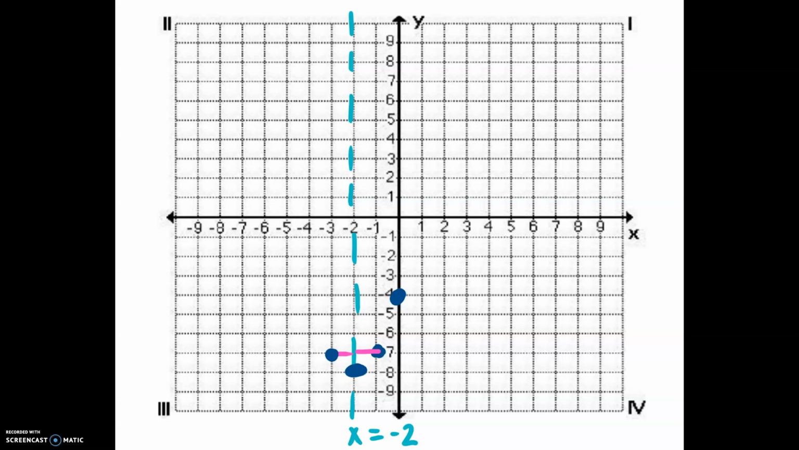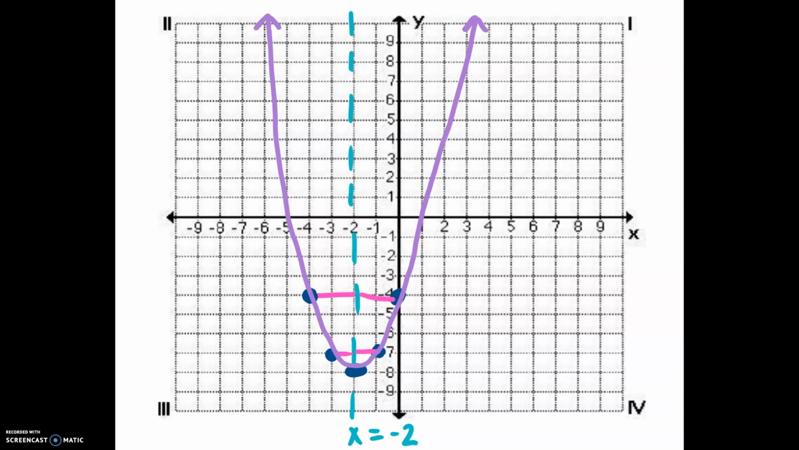We can do the same thing with our y-intercept. It is 2 units to the right of our axis of symmetry. So if we move 2 units to the left, we find our point negative 4, negative 4. Now the last piece here is to draw your U-shaped graph. Please extend your graph and use arrows to show it goes on infinitely.